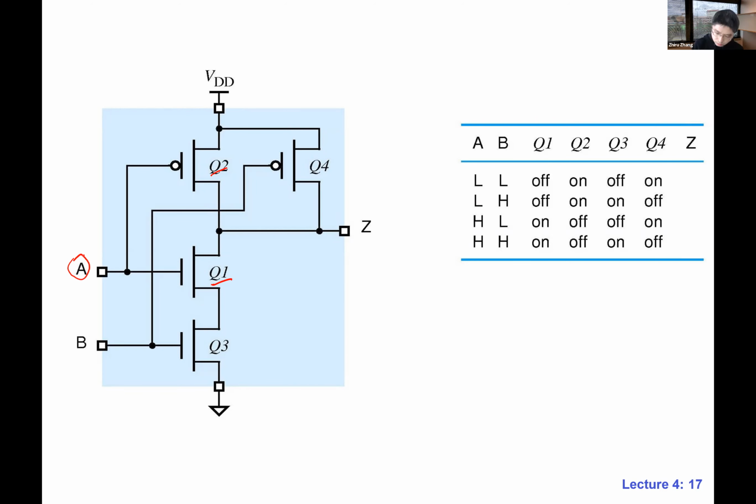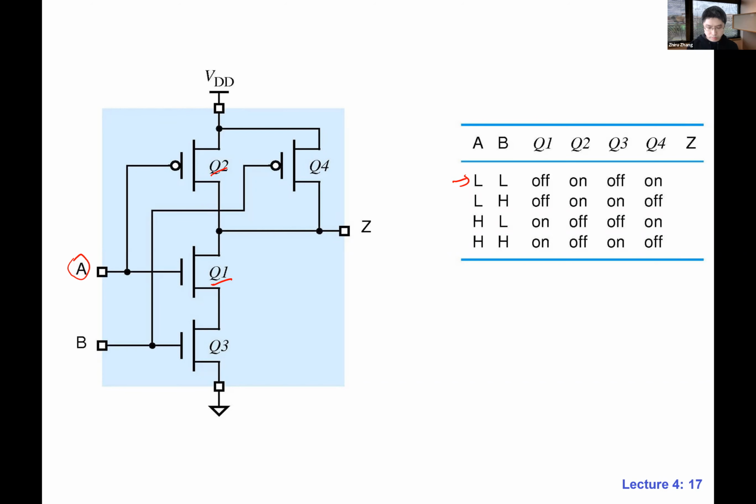But look at this input combination first. When A and B are both lows, what do we have? Which network is conducting? This is the PMOS network, and we have the NMOS network. Both inputs are low. Which one is conducting? The VDD one, the one connected to VDD. That's the PMOS part.